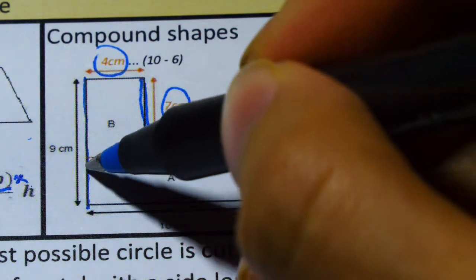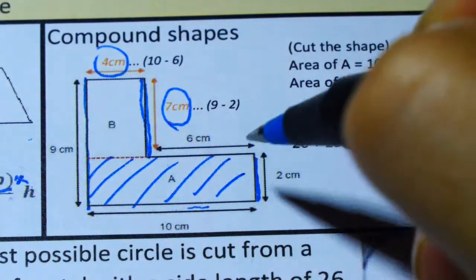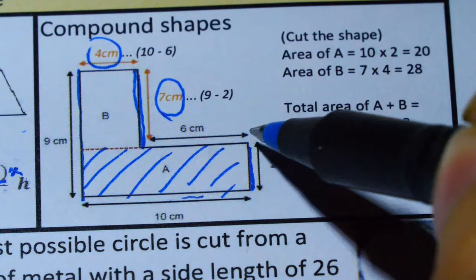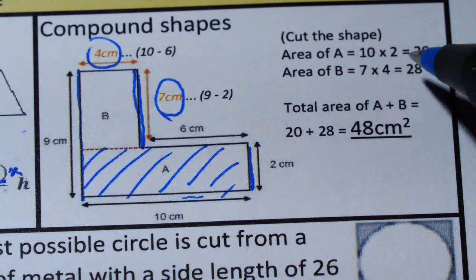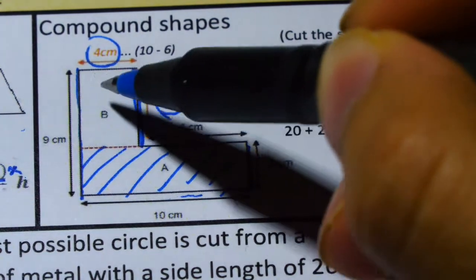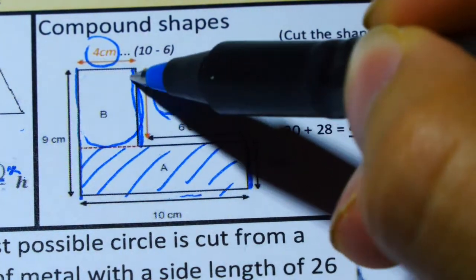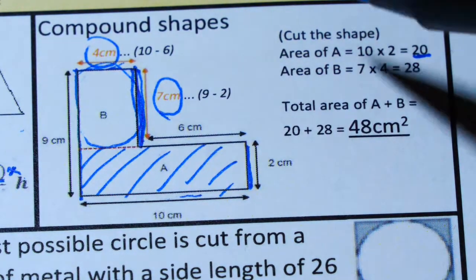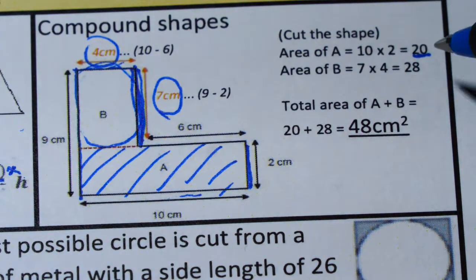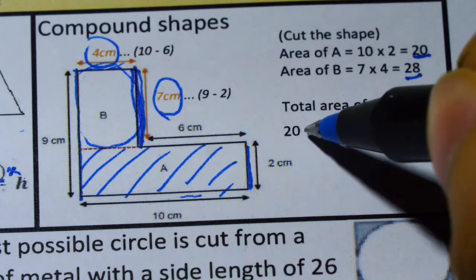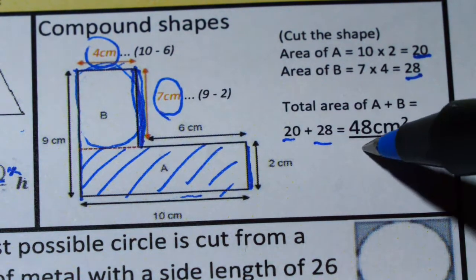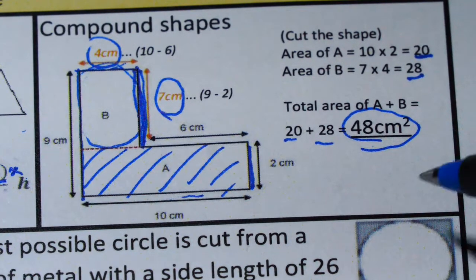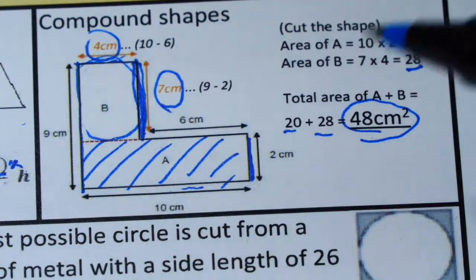For shape A, we have to find the area, length times width. 10 times 2 is 20. And the area of B here, the length, 7 times 4. 7 times 4, 28. Now we add these two together. 20 plus 28, 48 centimeters squared. This is the area of both shapes together.